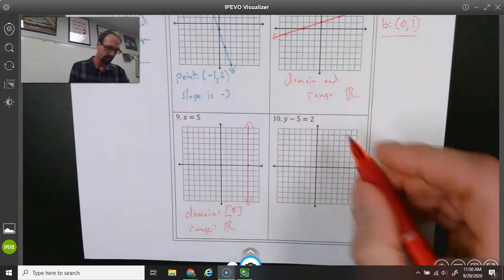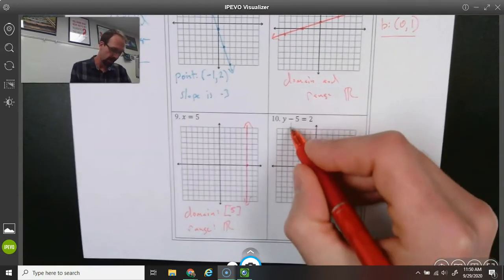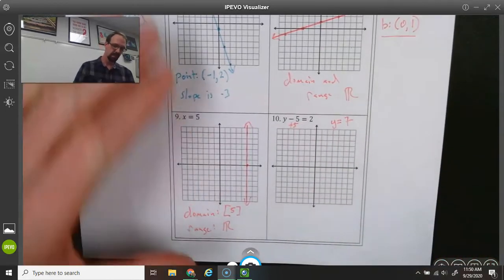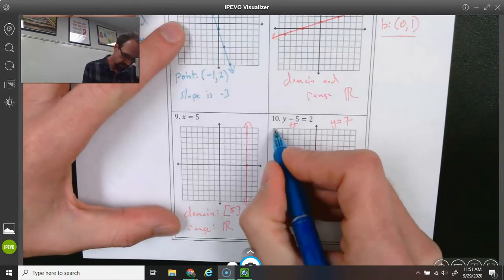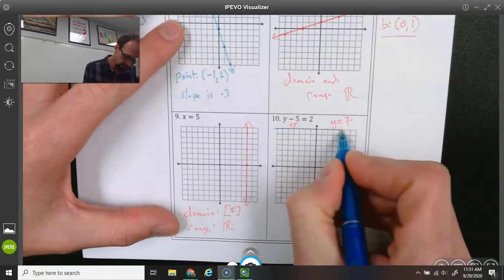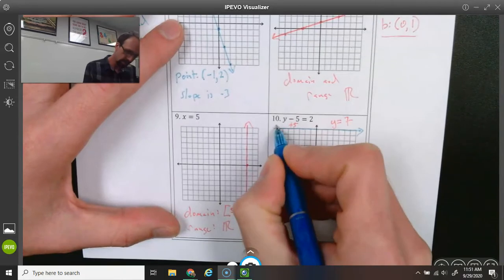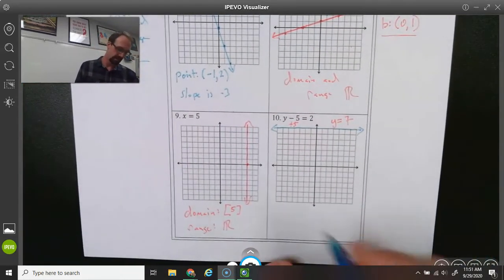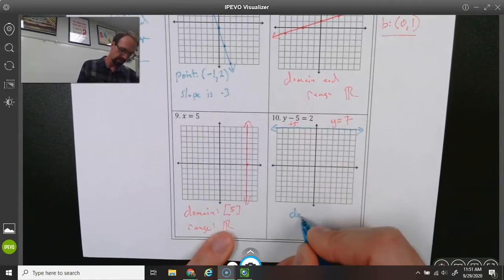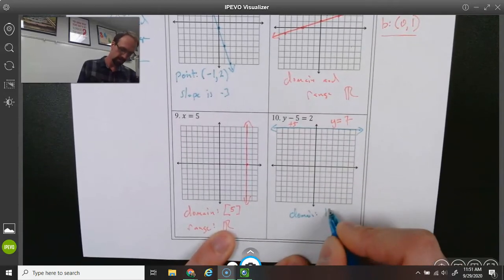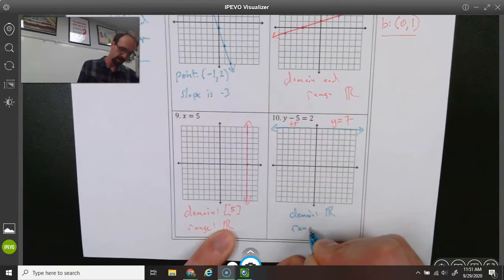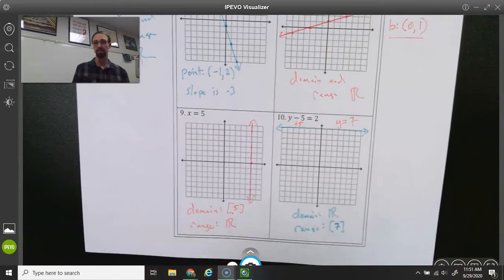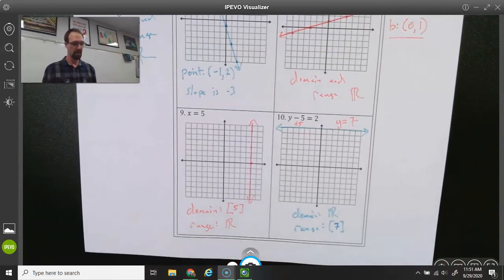And then this one, if you notice, there's no x. If I add 5 on both sides, you get y equals 7. So there's my line. My domain in this case is all real numbers, and my range is 7. Notice that it's just the number 7 inclusive. That's the only thing.